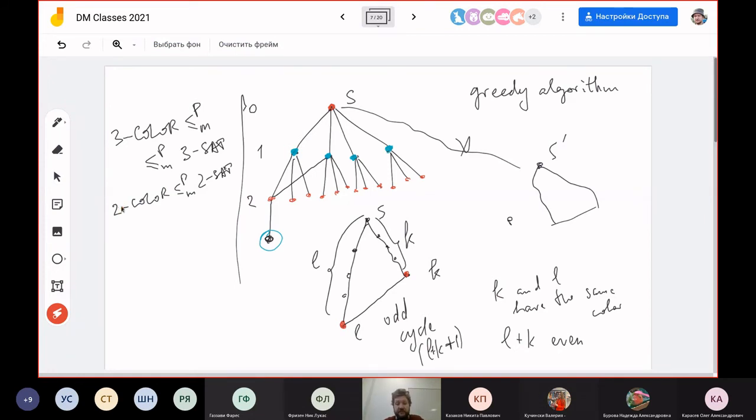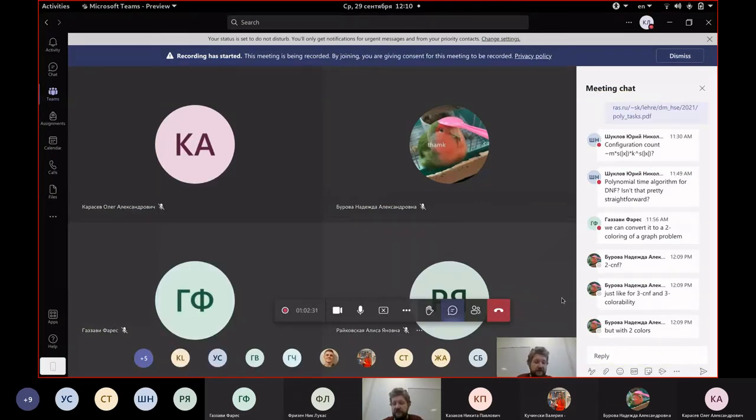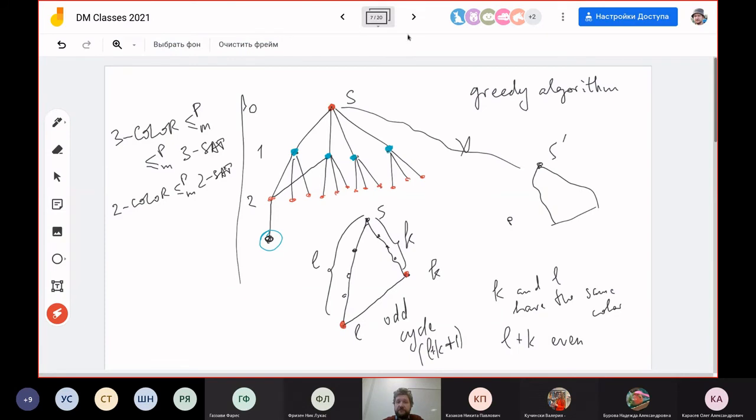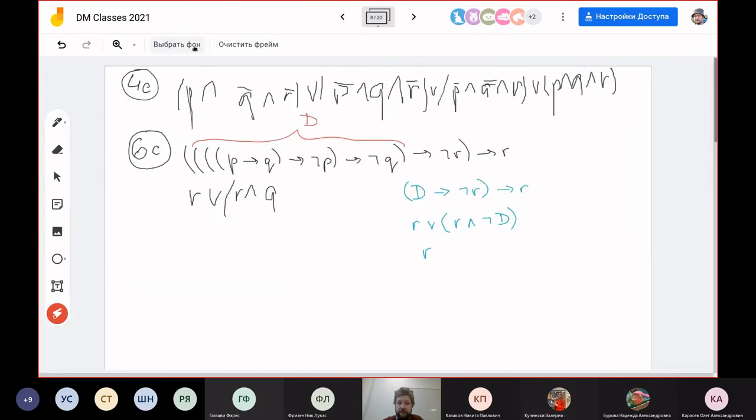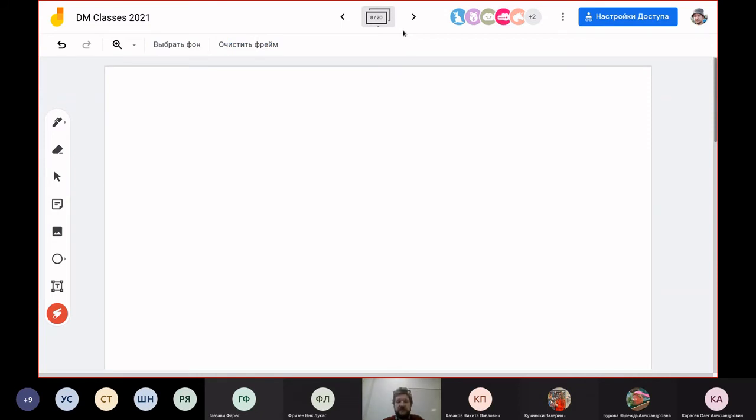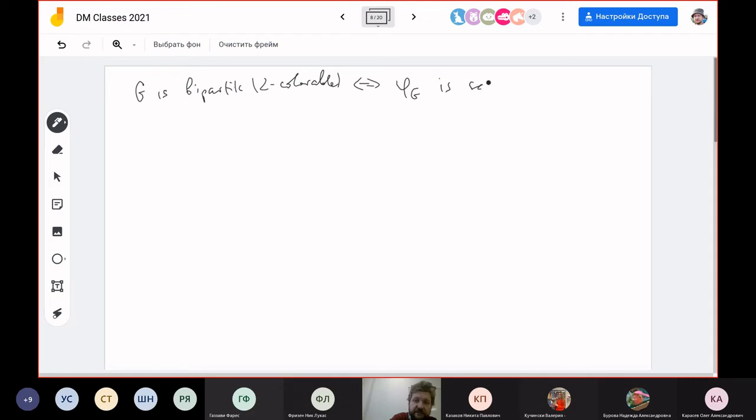Maybe we'll ask Nadezhda, who gave this answer, just to write down this 2CNF formula, which will work. Could you do this? I will open frame number 8, which is the open one now. It's being cleared right now, and maybe Nadezhda will show us this formula phi. It should be like this: G is bipartite, or the same as two-colorable, if and only if this formula phi_G is satisfiable, and this is a 2CNF. Okay, could you write this formula?